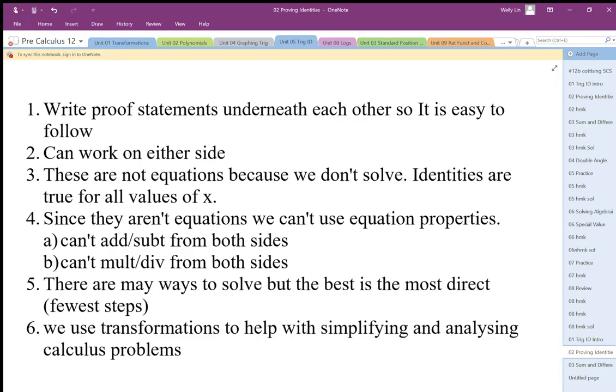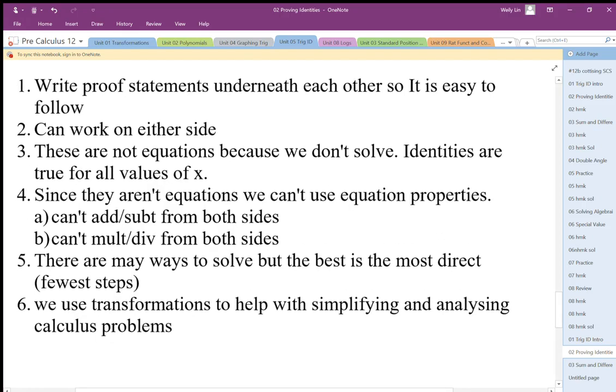The fewer steps, the better. Okay, but if you go and do a big long proof, if it's valid, it's perfectly fine. There's nothing wrong with it, but you should try to be more efficient. One of the things I don't want to see is you going into loops. Okay, so you transform something on one side, and on that same side you transform it back to a statement that you had before. Okay, so we don't want to get into those loops.